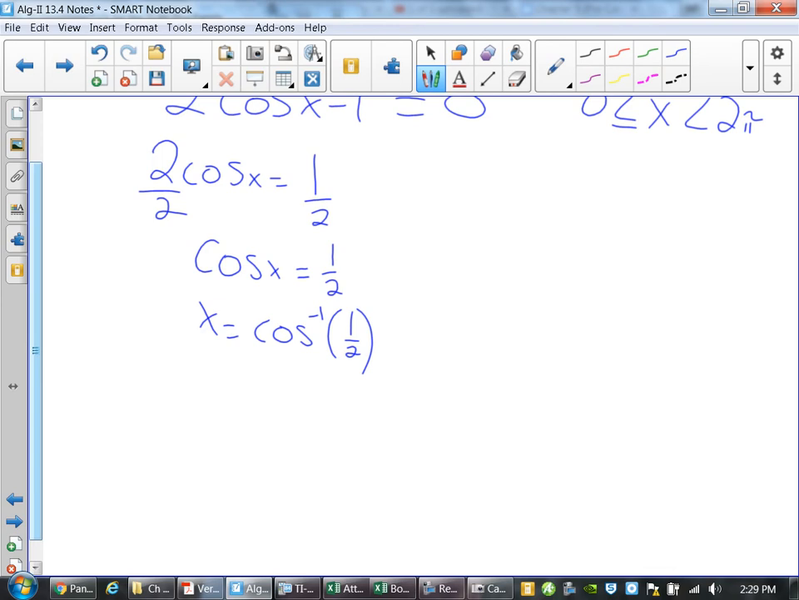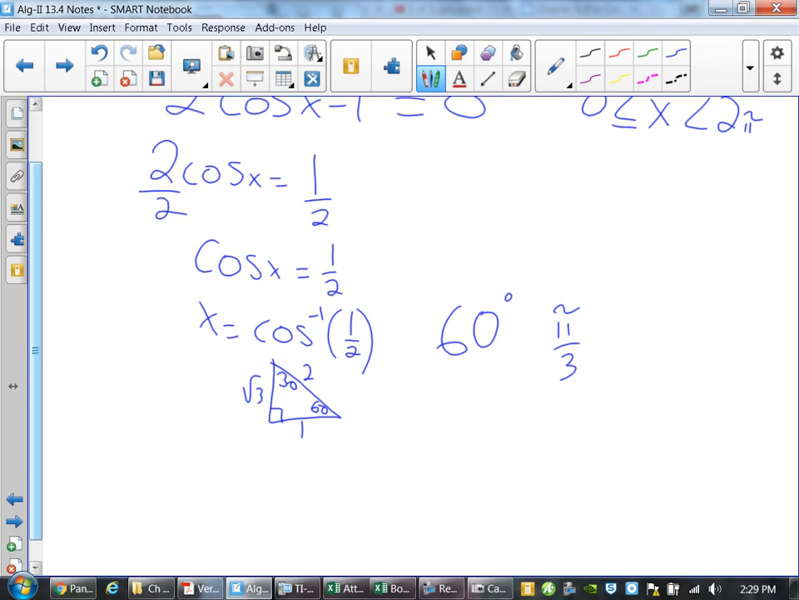It's got to be which triangle? The 30, 60, 90. 1, root 3 and 2. Which one of those angles gives me 1/2? 60. So would that be a 90? Oh, absolutely. So this happens at 60 degrees, pi over 3.